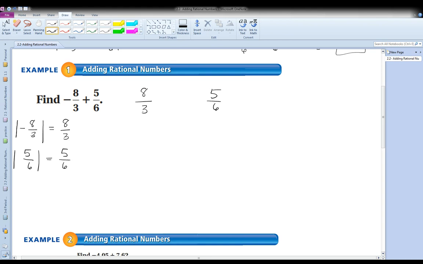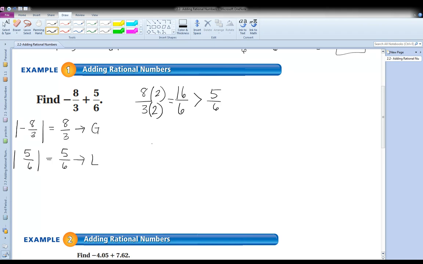So let's go to our smaller denominator, 3. What could we multiply 3 by in order to get 6? Well, it's the same as our above example. We can multiply it by 2. But remember, if we multiply the bottom, we also have to multiply the top. So 8 times 2 is 16 over 3 times 2 is 6. Once we have the same denominator, the only thing we need to compare is our numerators to see which one's bigger. As you can see, 16 is bigger than 5. Therefore, this is greater than 5/6. So this is our greater absolute value, and this is our lesser absolute value.